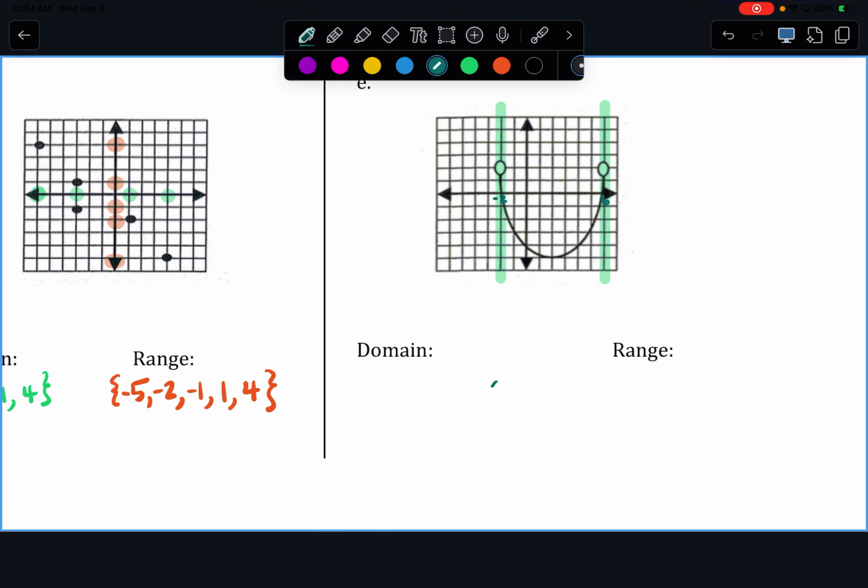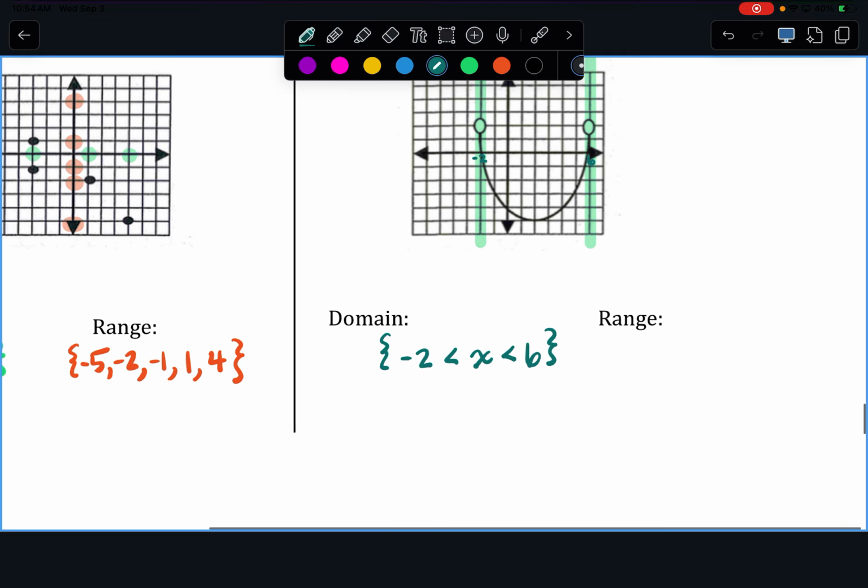So my domain is literally an x trapped between a negative 2 and a 6, right? Double walls, double inequality. And then these are always less than no matter what because we're writing from least to greatest. But we're not going to use equal to bars because these are clearly open circles. So that means those are just our boundaries and we're not actually including negative 2 and 6. There we go.